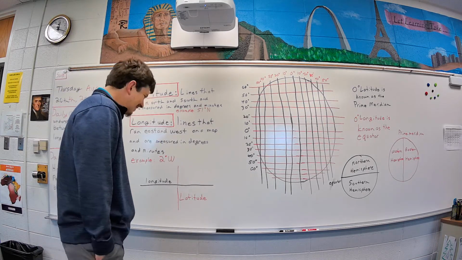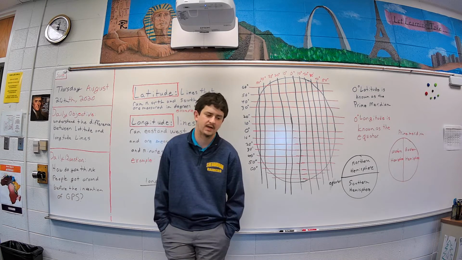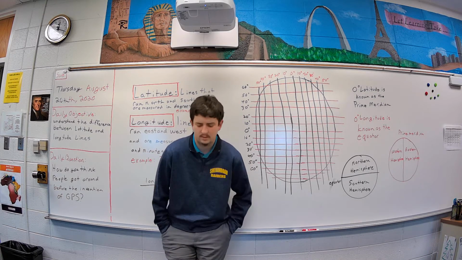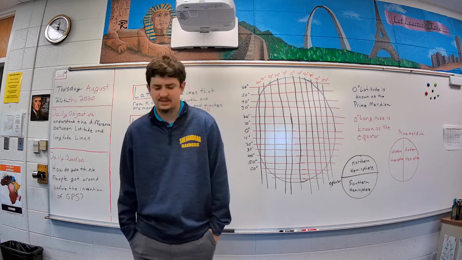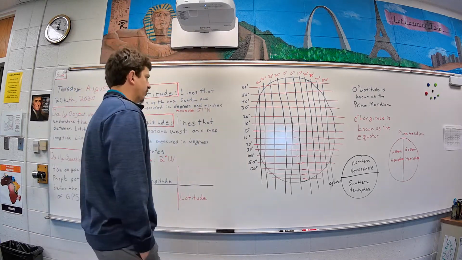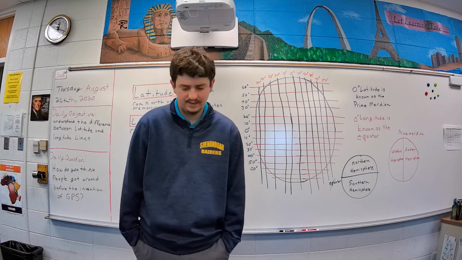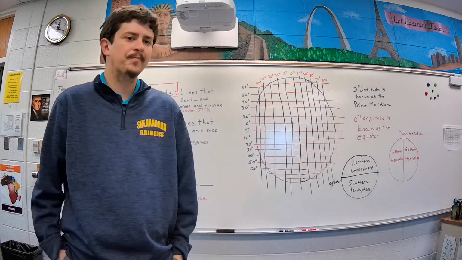So yesterday we talked about the different types of maps that you might find, the physical, political, and special purpose, and then what those map projections look like, the cylindrical, the conic, and the flat plane. Today we're going to go a little bit into something similar.